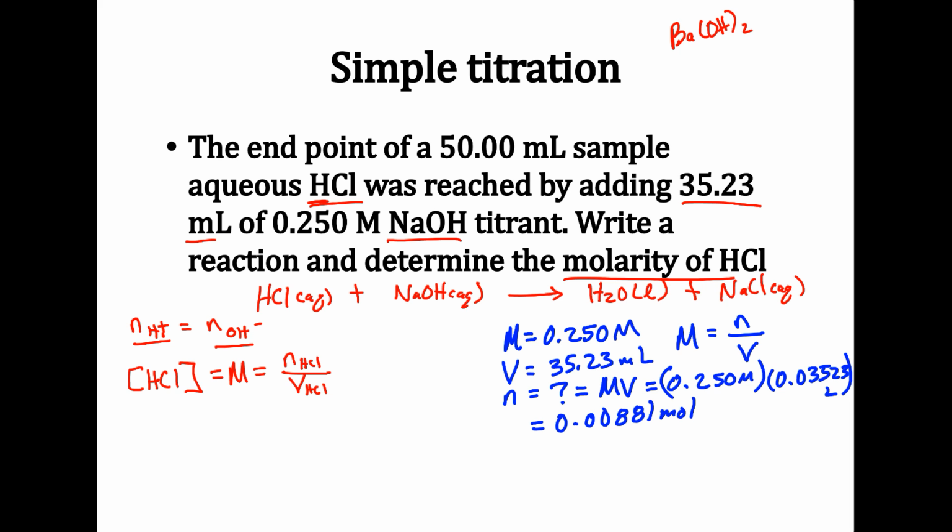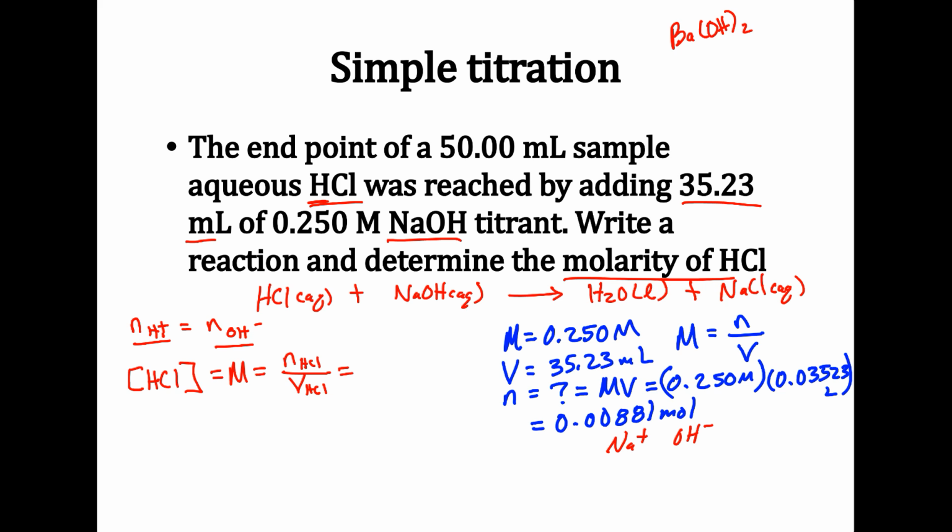So again, since we're considering the equivalence point, our moles of H plus is equal to our moles of OH minus. And again, we started out with the concentration of NaOH, but since this is a strong electrolyte, we know that it will dissociate into sodium ions and hydroxide ions. So this number of moles corresponds to both sodium and hydroxide. So now we know the moles of H plus, which we'll think about as the moles of HCl.